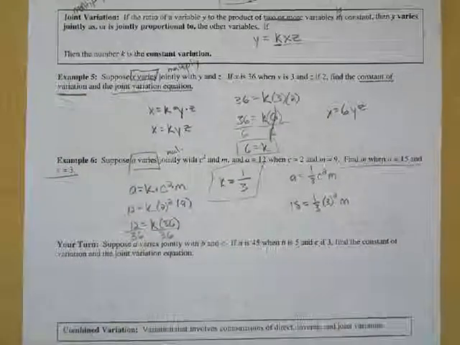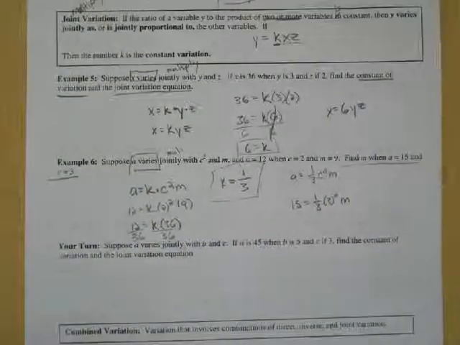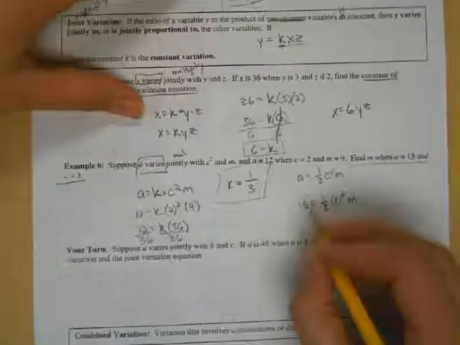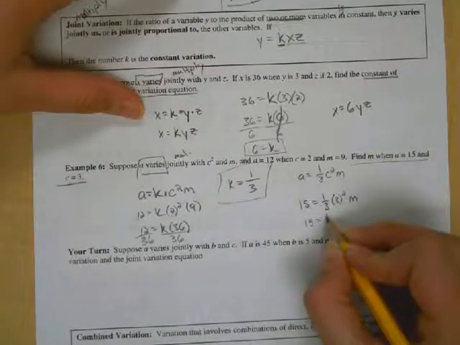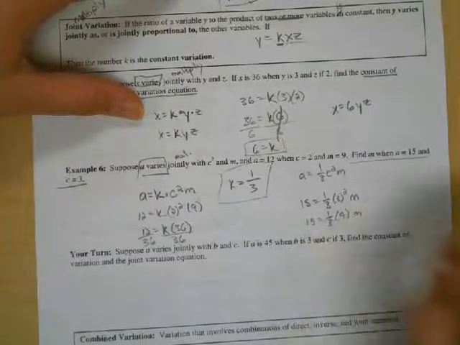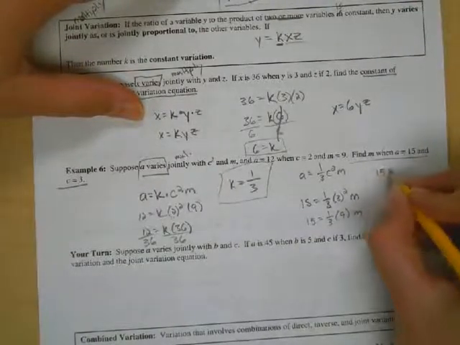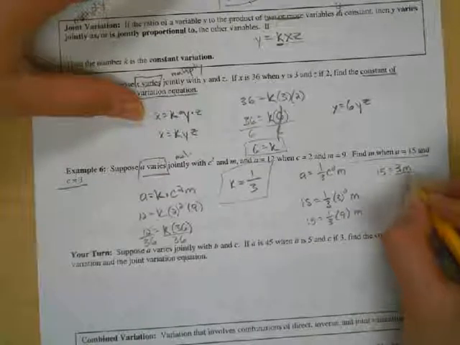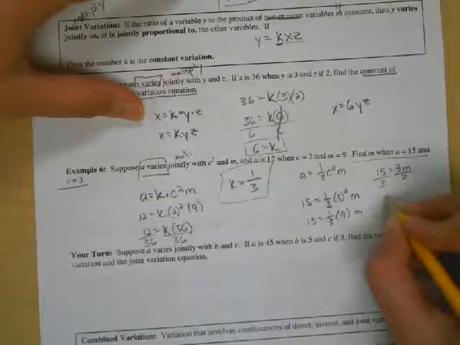Okay, so let's finish this off. So I get 15 is equal to 1/3 times 9 times M. Well, 1/3 times 9 is 3, so 15 is equal to 3M, divided by 3, 5 is equal to M.